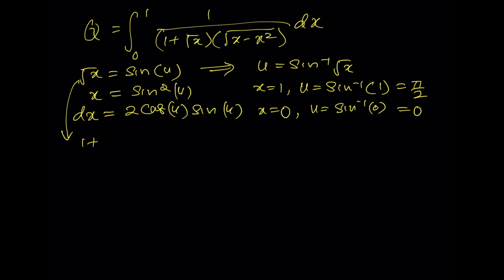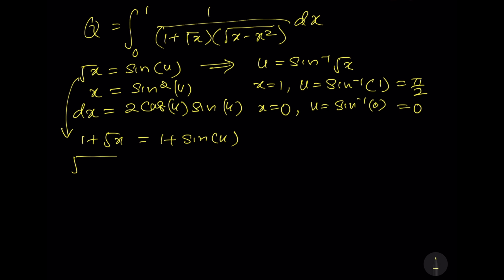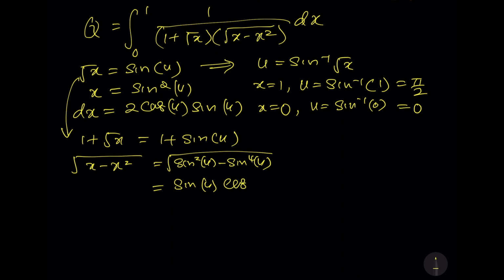Also, 1 plus square root of x equals 1 plus sine u. Meanwhile, square root of x minus x squared becomes square root of sine power 2u minus sine power 4u, which is sine u multiplied by cosine u. And then we put everything back into Q. We notice that cosine u and sine u are cancelled.